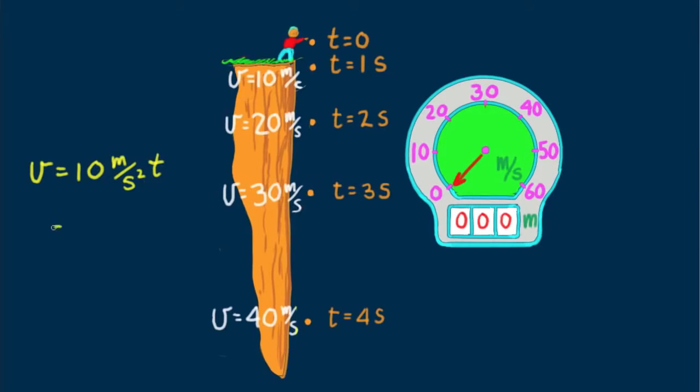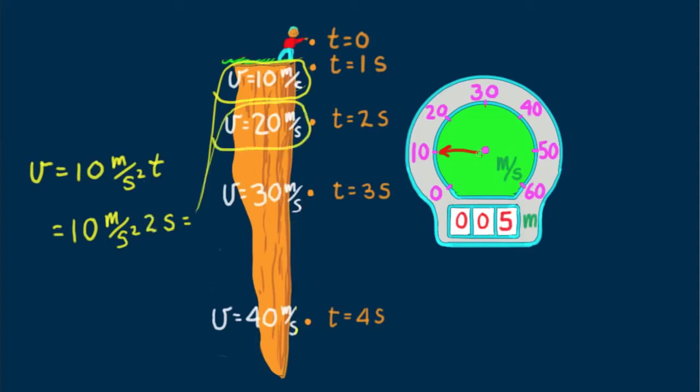Notice how this equation accounts for the speedometer readings. At 1 second, v equals 10 meters per second squared times 1 second equals 10 meters per second. At 2 seconds, v equals 10 meters per second squared times 2 seconds equals 20 meters per second. At 3 seconds, v equals 10 meters per second squared times 3 seconds equals 30 meters per second. At 4 seconds, v equals 10 meters per second squared times 4 seconds equals 40 meters per second.